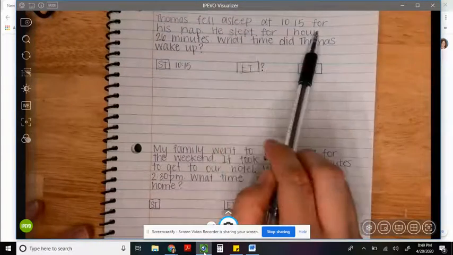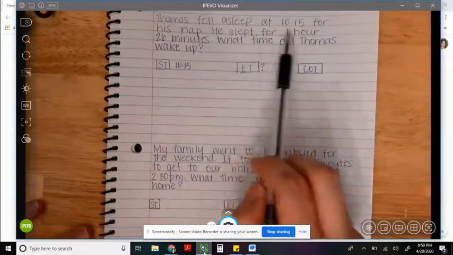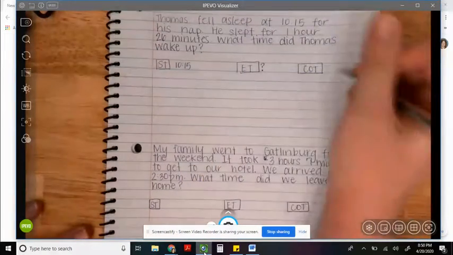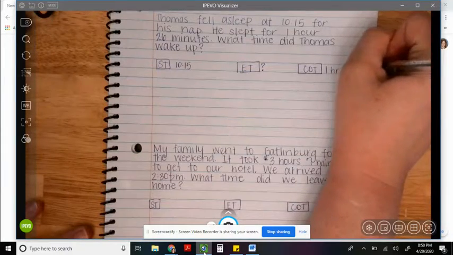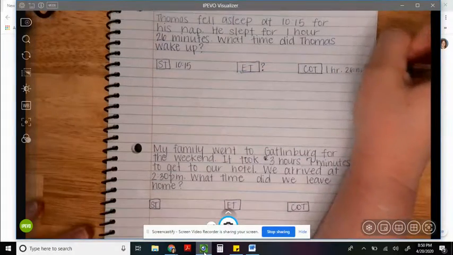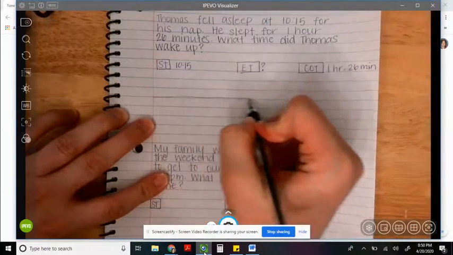Thomas fell asleep at 10:15 for his nap. He slept for 1 hour 26 minutes. That's the change. That's how long he was asleep. So 1 hour 26 minutes. All right, so I'm still going to solve this with a number line. Let me draw my number line out.